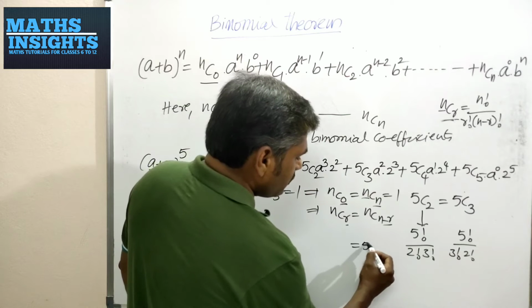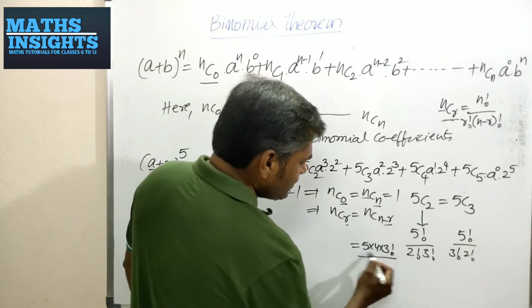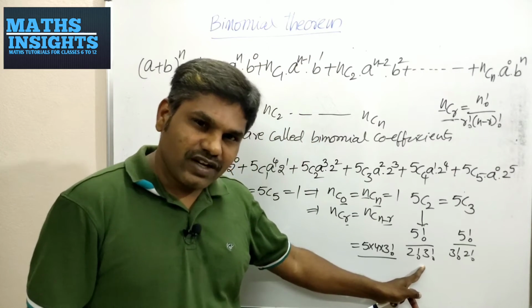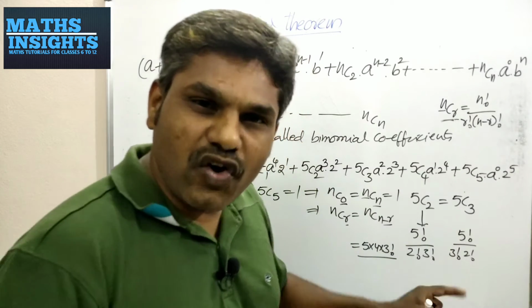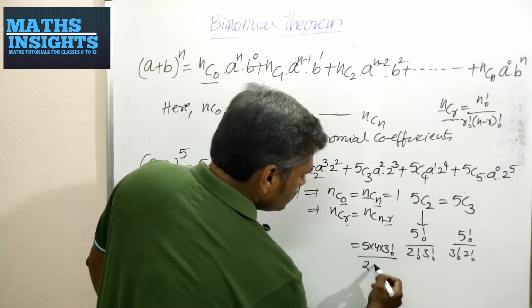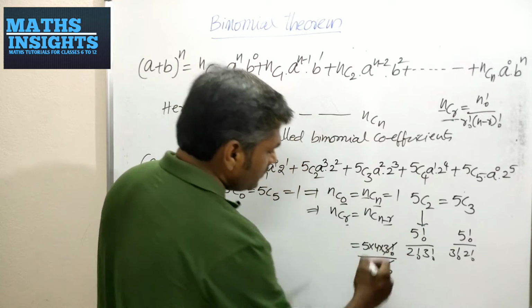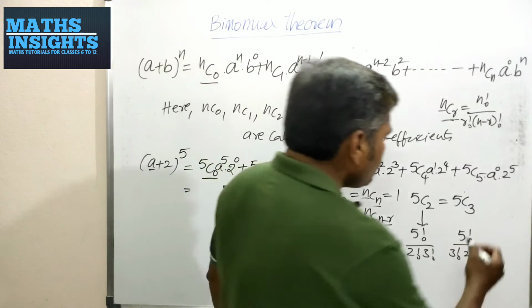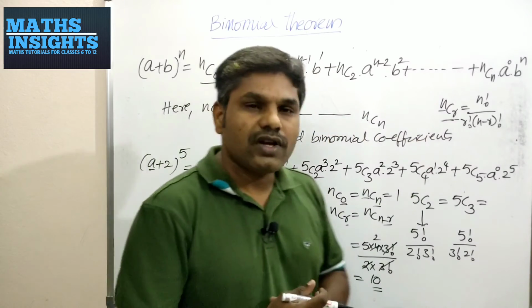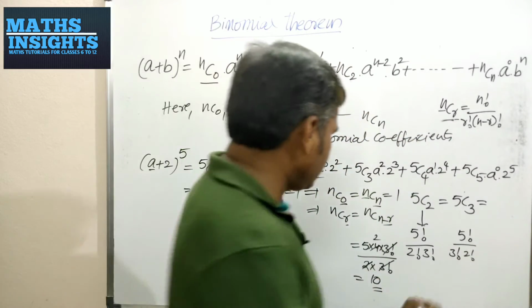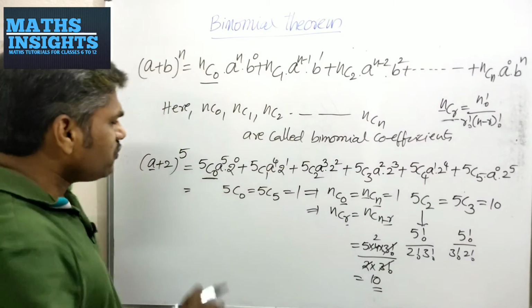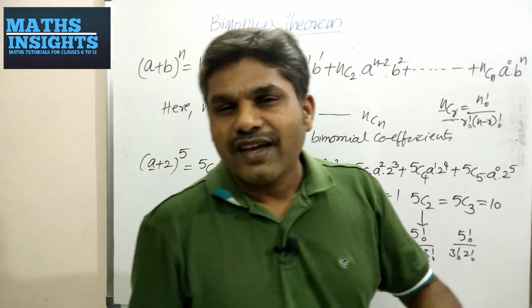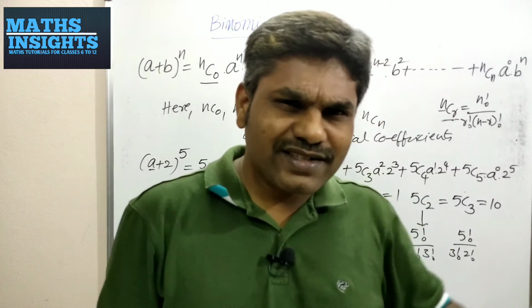5 factorial means 5 into 4 into 3. I will stop up to 3 factorial. Why? Because my dear students, here in the denominator you have 3 factorial. I will cancel that. That's why I will not write until the end. So 2 factorial is to be written as 2, 3 factorial and 3 factorial cancel. Therefore 2 ones are 2, 2 twos are 4, so its value is 10. So both the coefficients 5C2 and 5C3 will have the same value, that is equal to 10. So in this manner you will find the values of all the coefficients. After finding its values, we will expand it very easily. Is it becoming easy? Yes.